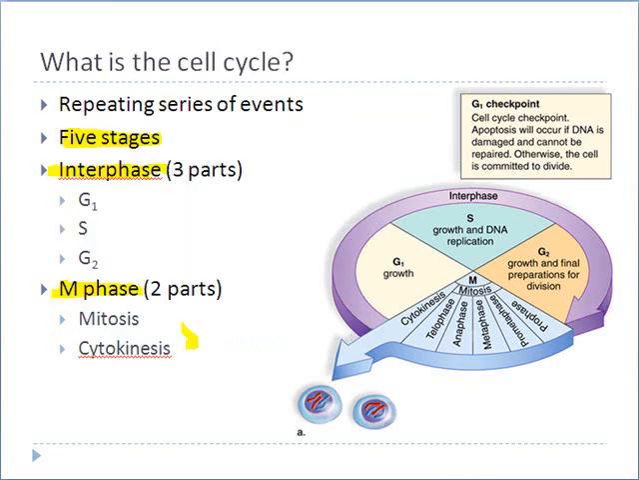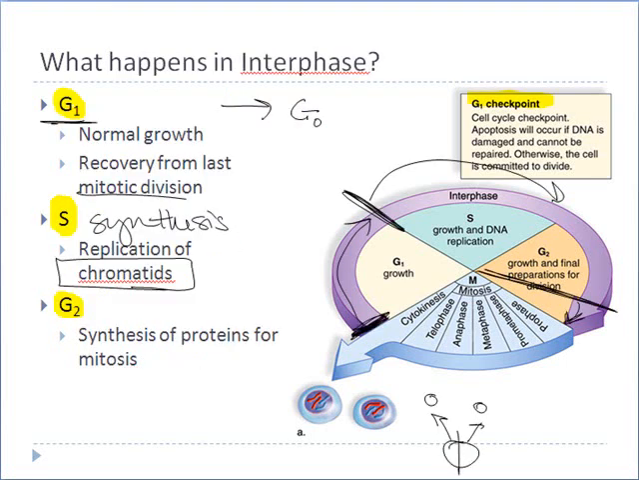So let me go back here. We've just finished, we talked about interphase and its three parts, G1, S, and G2. What we're going to be talking about in the next part of the lecture is something called the M phase. M stands for mitosis. And the M phase consists of a mitosis and a cytokinesis part. So we're going to be looking at that in part 2.